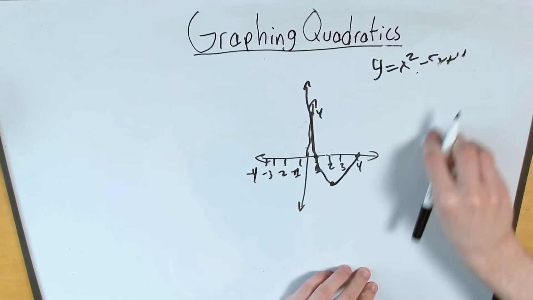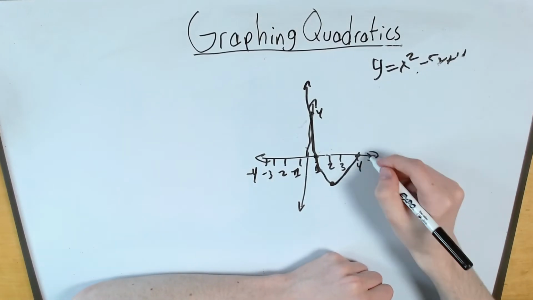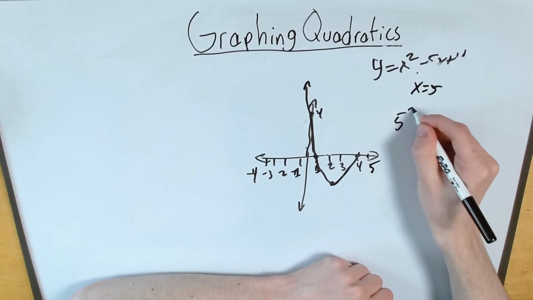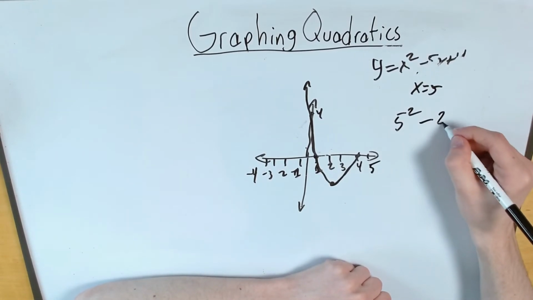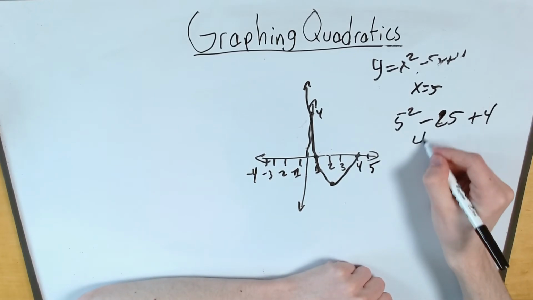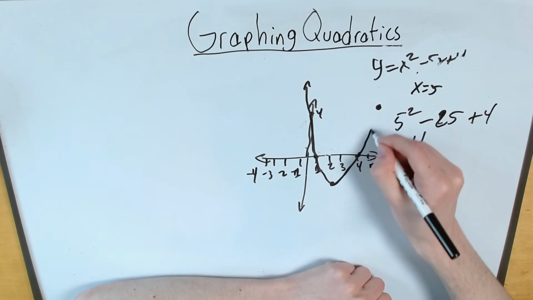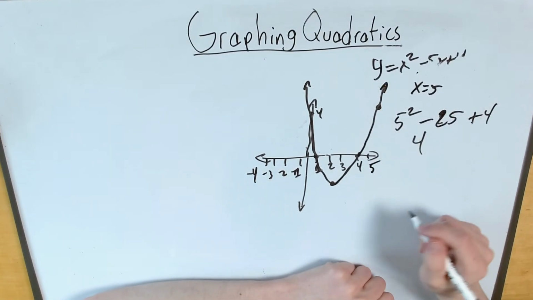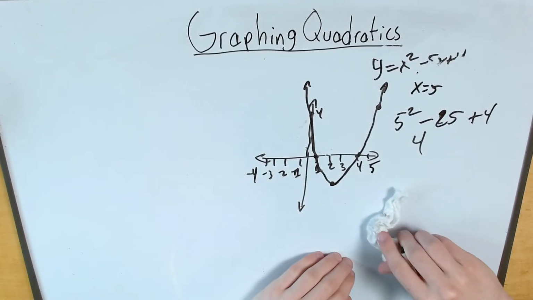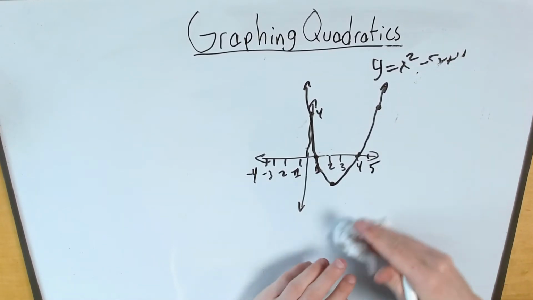We're going to keep going and see if the curve behaves like we expect. So let's say, what happens when x equals 5? 5 squared is 25, minus 25, actually, plus 4. That's just 4, right? So we're back up right where we started. So we know that this is a positive curve. And then we've graphed this thing. Our parabola is finished.